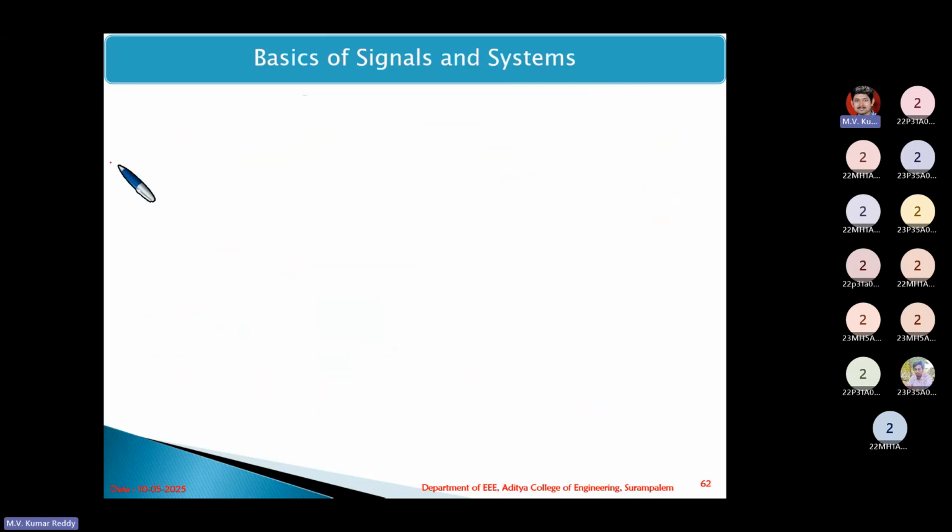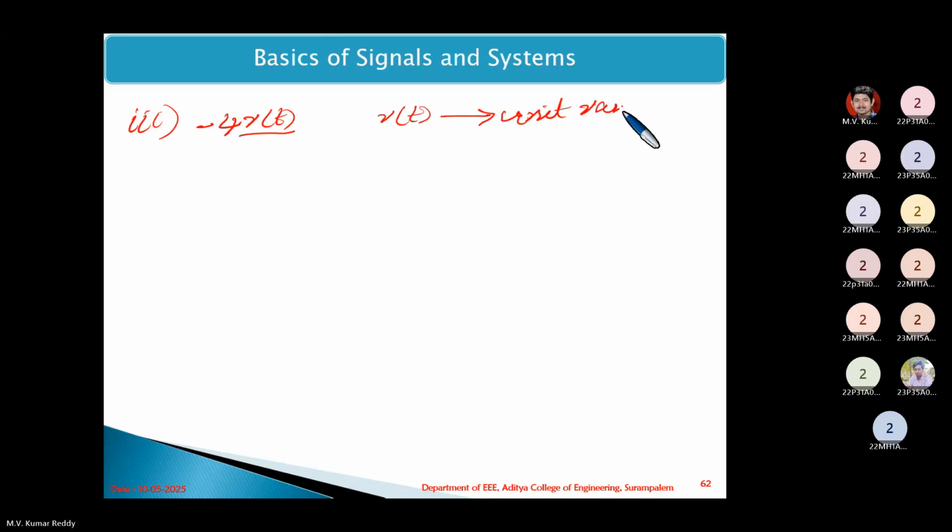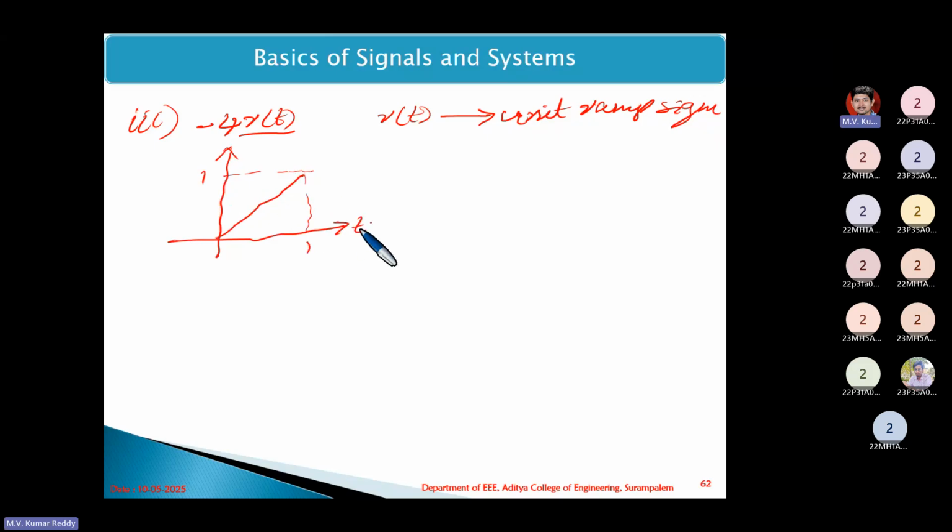Next, third one. Here third one, minus 4 into r of t. What is r of t called? Ramp. R of t, unit ramp signal. This is the ramp signal. Here what is the value? 1. Here also what is the value? 1.